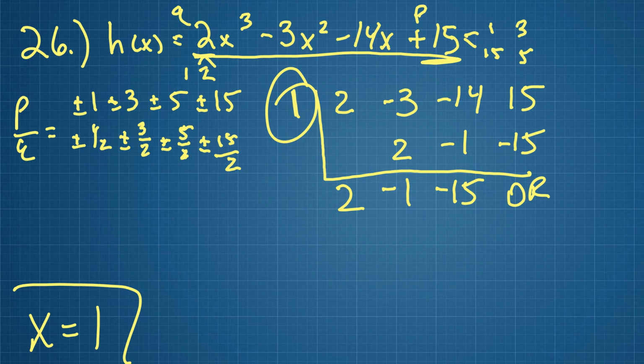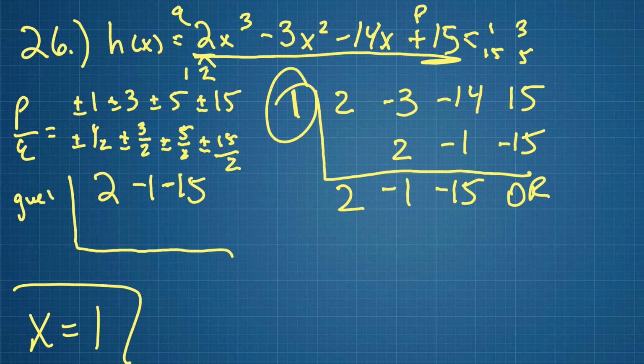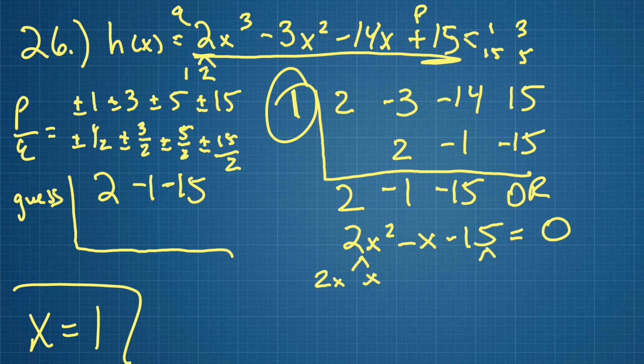Now, I could start all over and keep on guessing numbers. That's an option. You could make a new box and put 2, -1, and -15 in the box, and then guess. But I'm going to write this as 2x squared minus x minus 15. I'm going to set it equal to 0. And that means I'm going to factor it. 2x and x. And how do I get 15? It could be -3 and 5, -1 and 15.